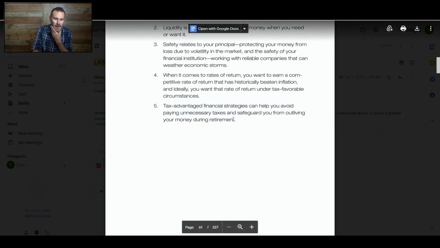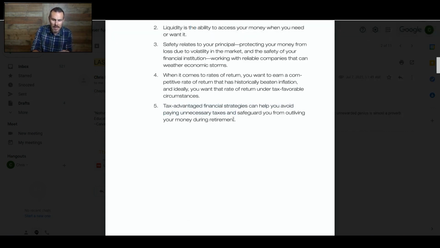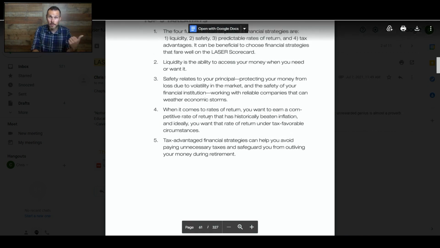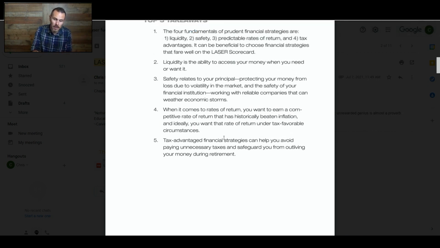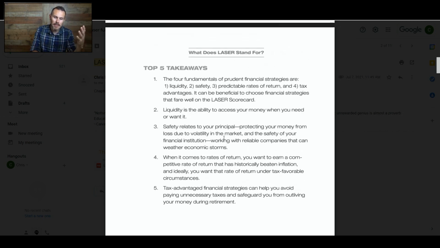Tax advantage financial strategies help you avoid paying unnecessary taxes. Yep, that's true. I talked about the taxes in the last chapter. If you haven't watched it, go back, watch chapter 3. Really good. I actually agree. I think he does a really good job, quite frankly, talking about a lot of the tax stuff. He takes these principles and essentially bastardizes them. It's really horrible. But anyway, that's my breakdown of this section.